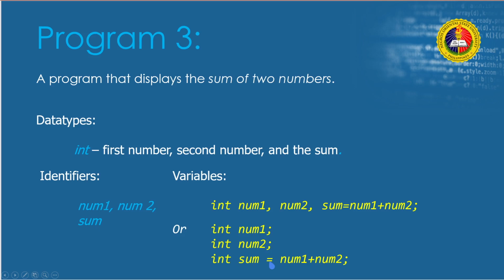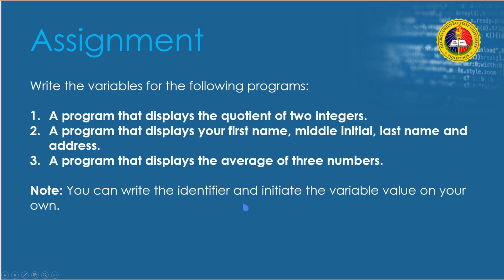Alright. Anyway, that's it for today. For your assignment, I'm going to give you this. You're going to write variables only. For the meantime, you don't necessarily have to create a program, but you're just going to write the variable for the following programs. First is a program that displays the quotient of two integers. What are the data types that you're going to use? You're going to declare your own variable, and you can also initialize it if you want to.